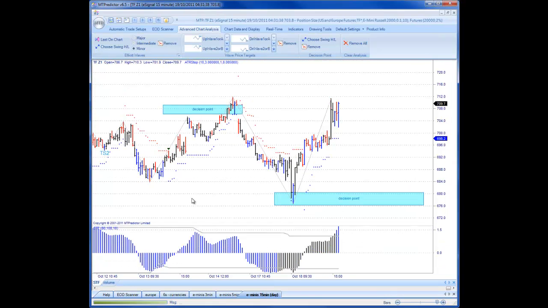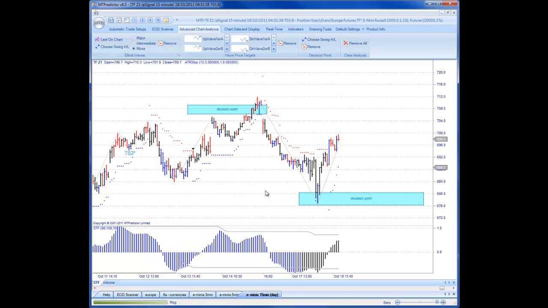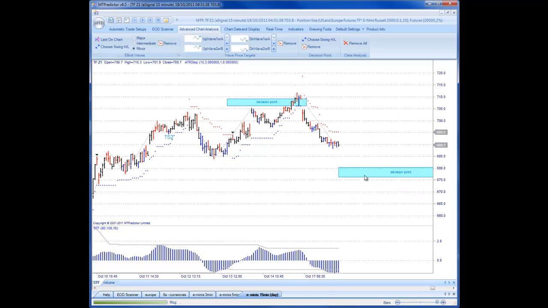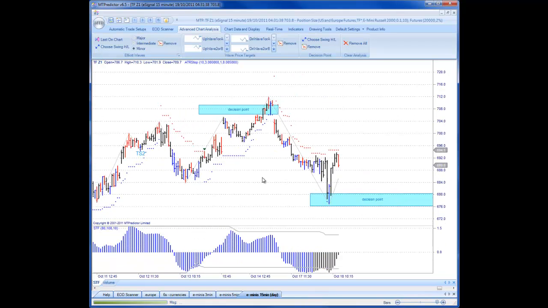Let's have a look at the Russell Index. Exactly the same. If I just take it off and put it back on again, you can see how easy it is. Click. There's the last swing pivot low. We click on that. The decision point's on there, and again, it was on there on the chart before the market got there. That's the important point.